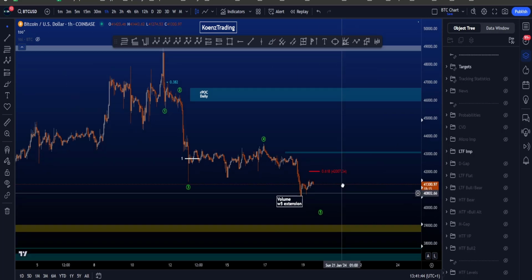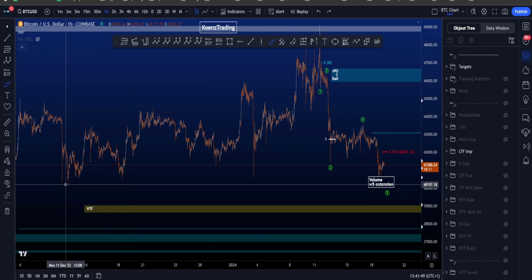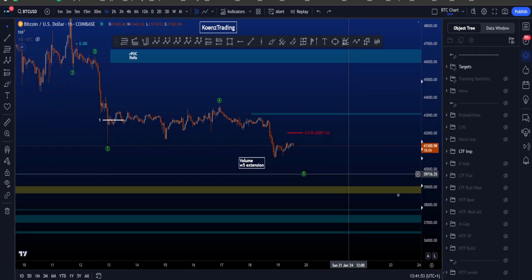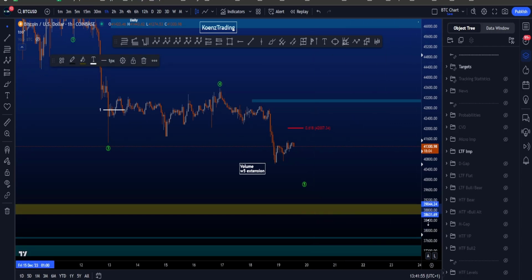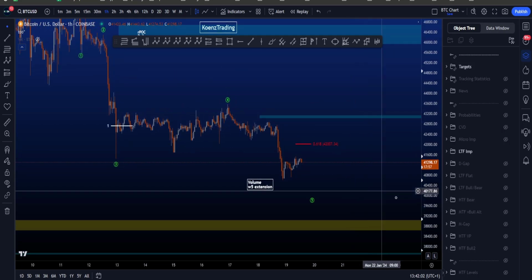A support area that is important for this wave 5 are the two lows that we have over here, with the lower low sitting at 40.1K. But really, if we look towards the downside, then we have the yellow box here between 38.6, 39K, and some blue boxes 37.7 to 36.4K.